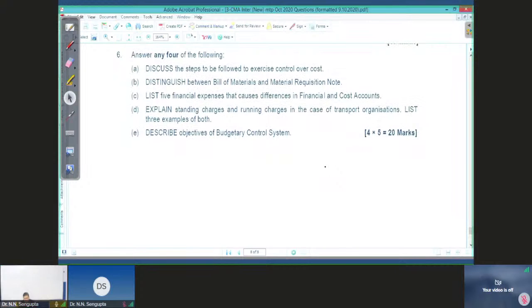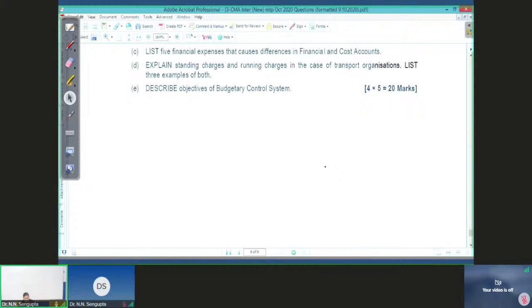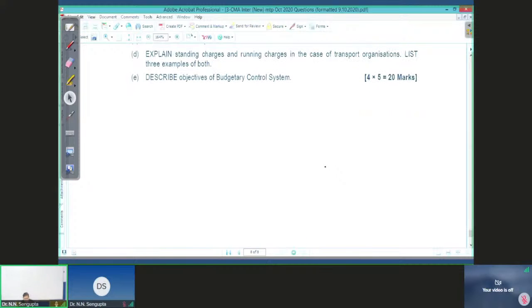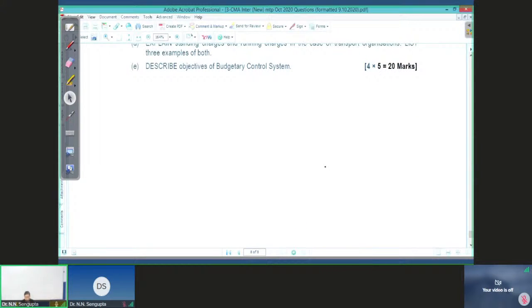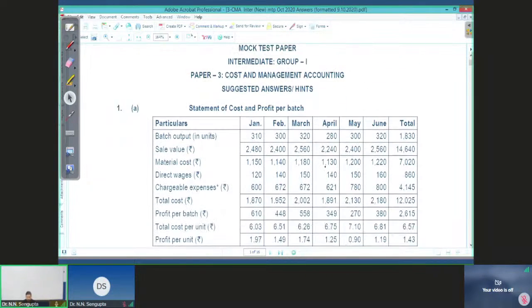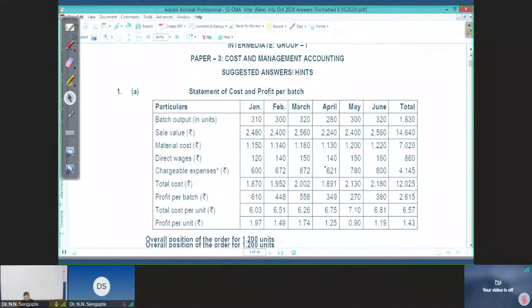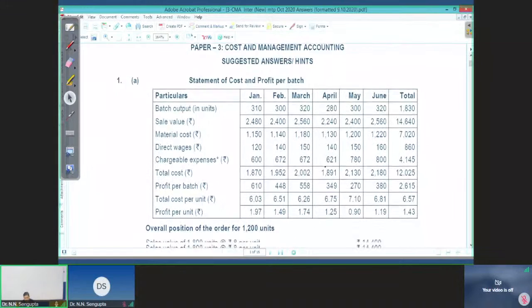in the case of a transport organization, and we need to have 3 examples. Describe the objective of the budgetary control system. So this is the question. Now I'll be going for the solution part. Any particular question, if you want to discuss, you can let me know. But I'm sure since the solution is given, so now one by one I can.